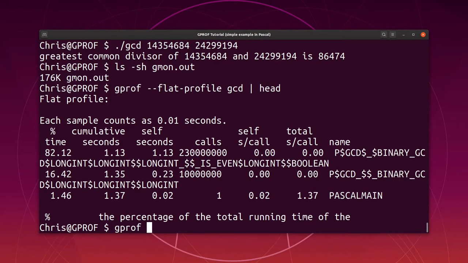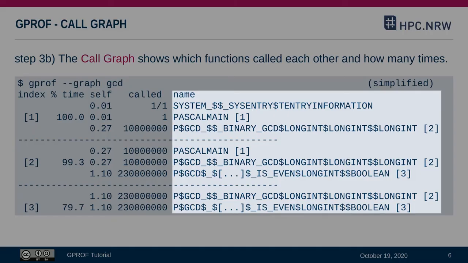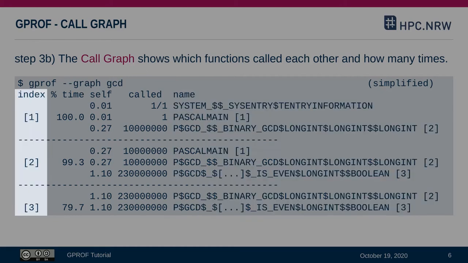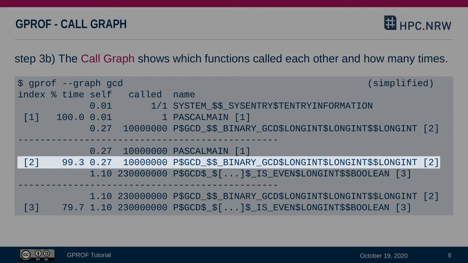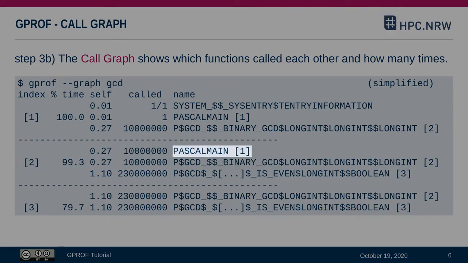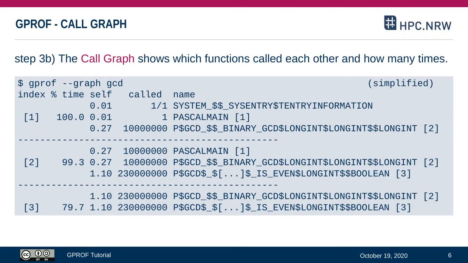Another thing we can do with Gprof is the so-called call graph. This will show us which functions called each other and also again how many times. On the right side, we again see all the different function names. Each function gets an index on the left side. Before each function name, we see from where it was called. And after each function name, we see the other functions it called. For example, the binary GCD was called by Pascal main and called the helper function isEven. It has the index 2.